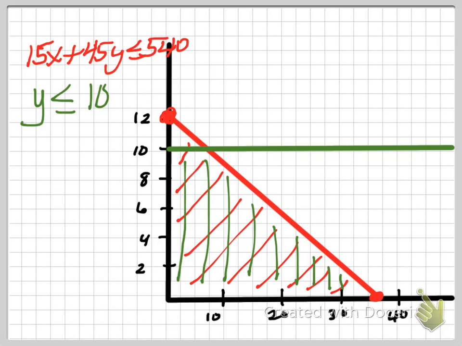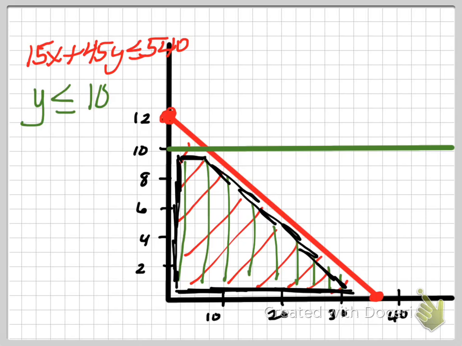So we get ourselves a nice bounded region. I'm going to outline the boundaries for you. We have a boundary of the x-axis and the y-axis, and then we hug the green line and then the red line. So we end up with this nice bounded region, and it has 4 corner points. Let's see exactly what those corner points are.